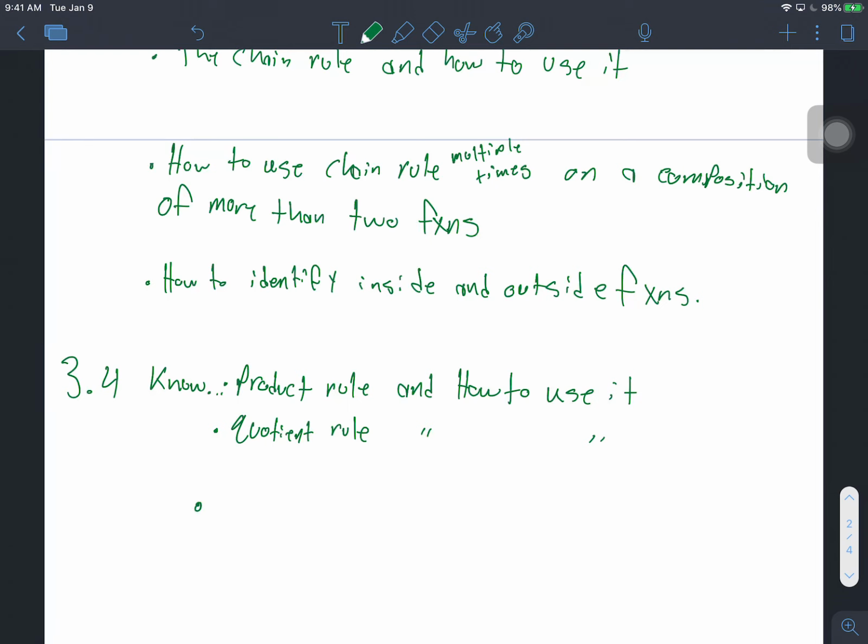I'd recommend memorizing. My tip is to memorize low D high minus high D low over low squared. That's my tip for remembering that stuff.